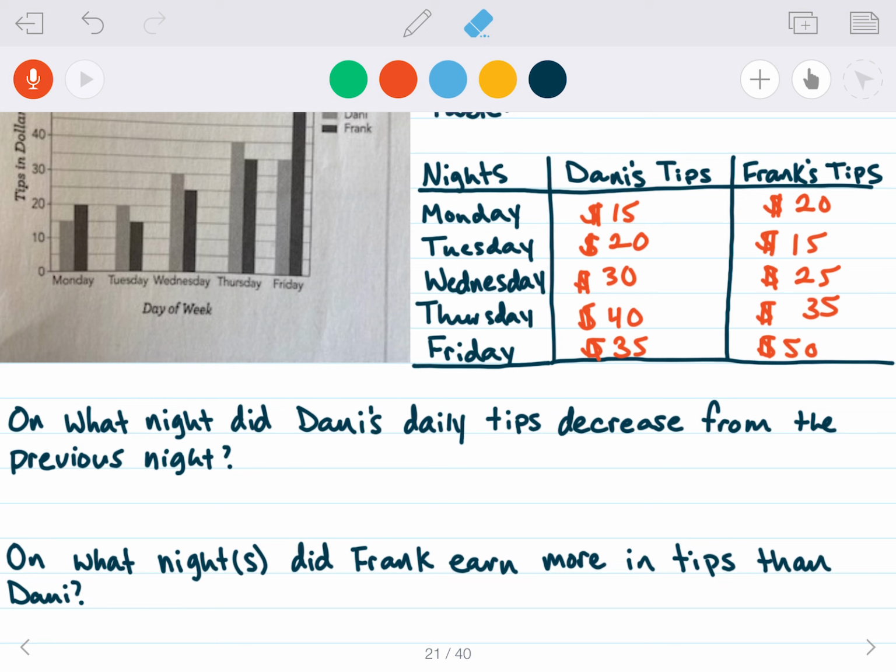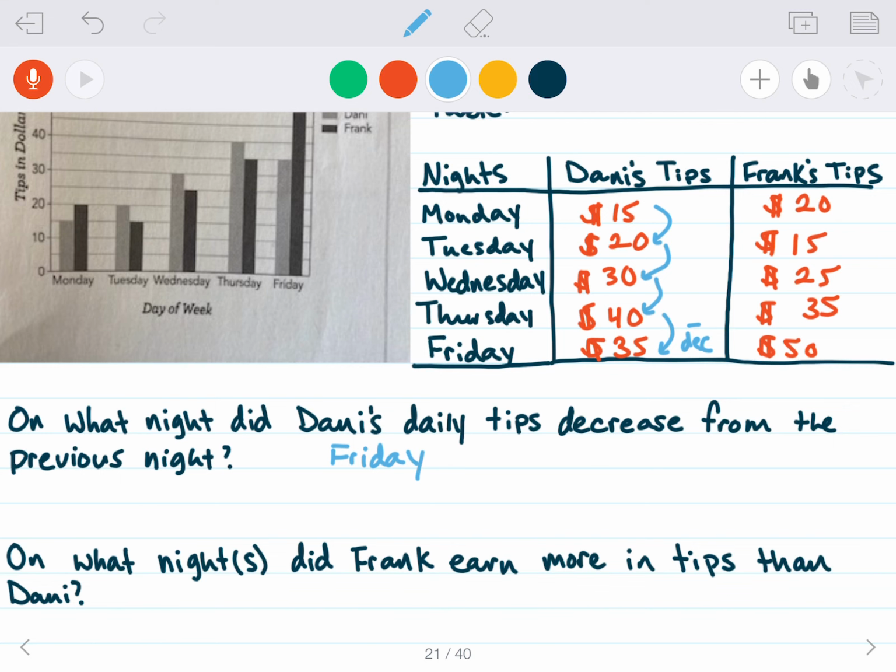It says, on what night did Danny's daily tips decrease from the previous night? Well, from Monday to Tuesday, they didn't decrease. They actually increased by $5. We went 15 to 20. From 20 to 30, we also increased. From 30 to 40, we increased again. But from 40 to 35, we decreased. So this was the only spot where we decreased. And that is going to be on Friday. That's the night that Danny's tips decreased from the previous night, which was Thursday. So that's our answer here.